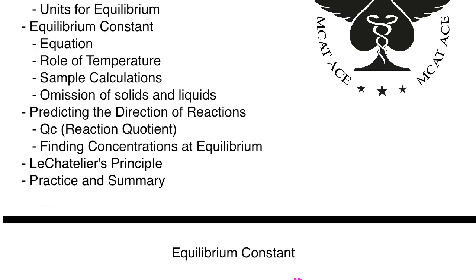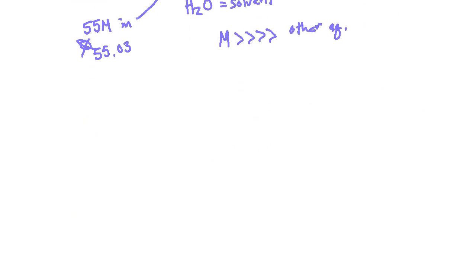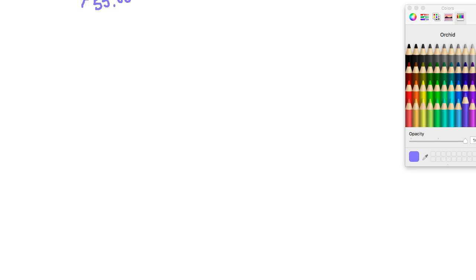So let's go ahead and take a look at how we can do some of these calculations here. In order to predict the direction of a reaction, let's take a look at another type of reaction. For this reaction, we're going to have hydrogen gas, and we're going to have iodine gas.